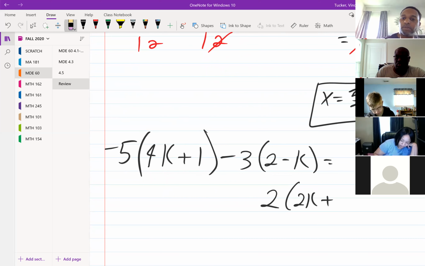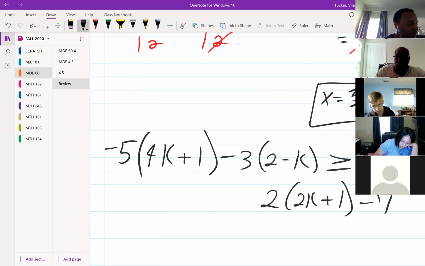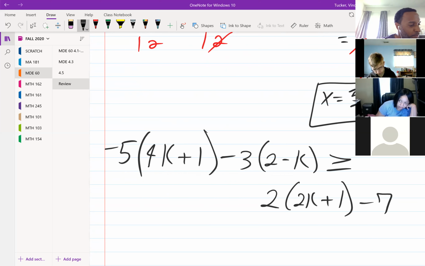I don't want that to be equals. Let's go greater than or equal to. All right, so I didn't write it small enough to make it fit on one line. But that's -5 times the quantity of 4k plus 1 minus 3 times the quantity of 2 minus k is greater than or equal to 2 times the quantity of 2k plus 1 minus 7.